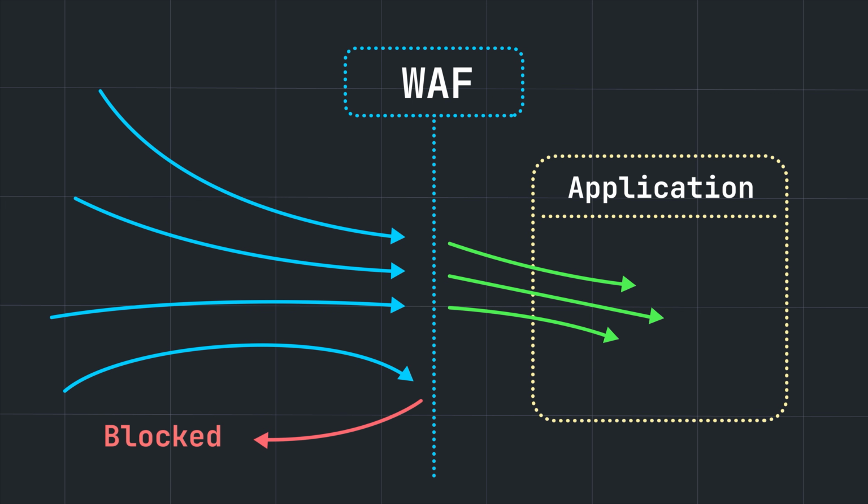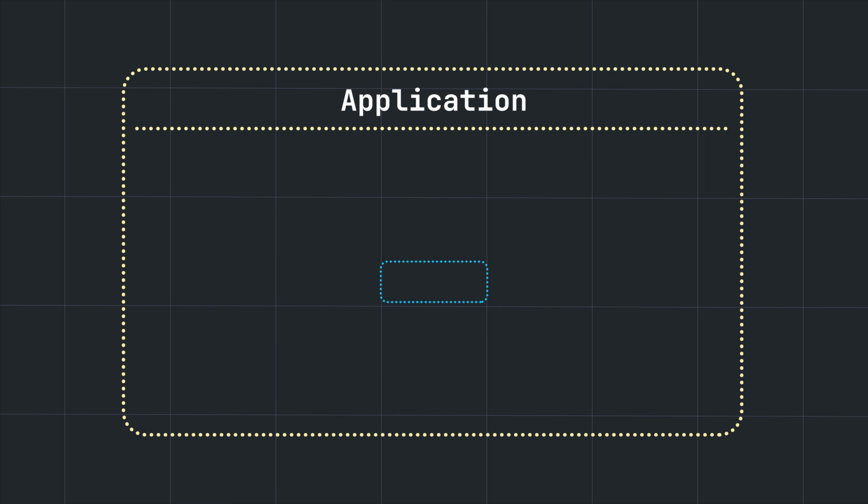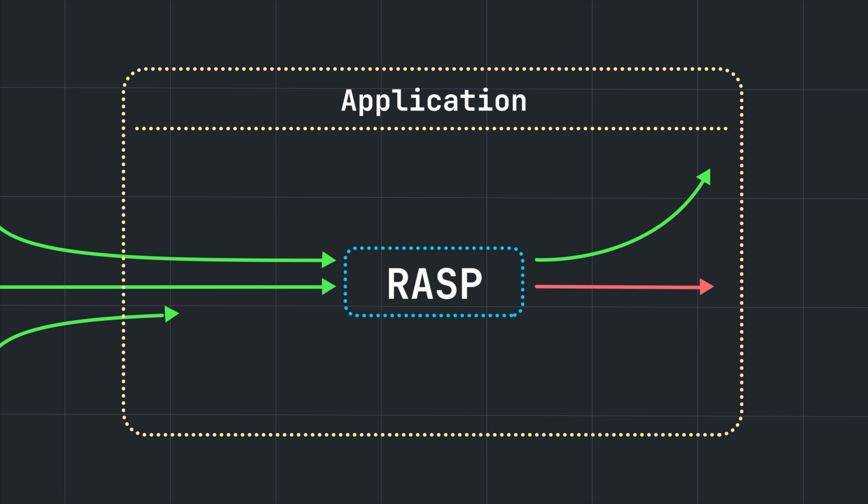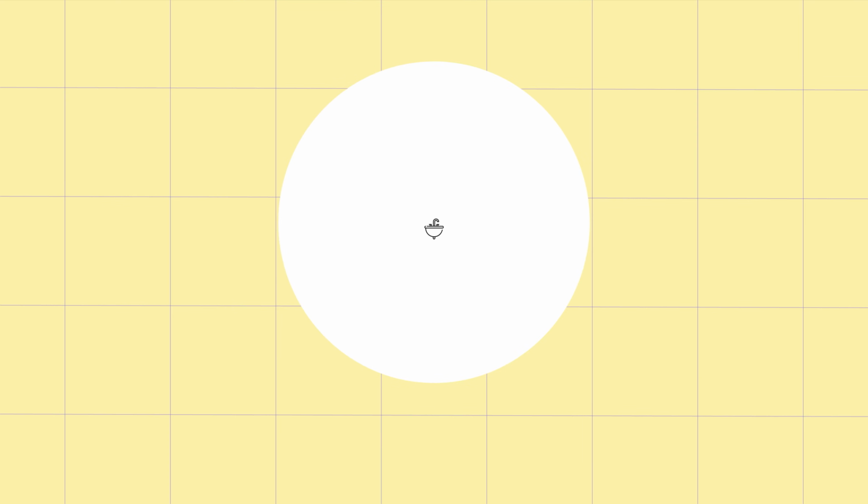A RASP or in-app firewall sits inside your application, obviously, as the name would suggest. And this means that it actually monitors traffic from the inside. So instead of kind of looking at the requests coming in, it's actually looking at what your application is doing with requests and blocks it. So to understand this completely, I have to introduce you to a concept called sinks.